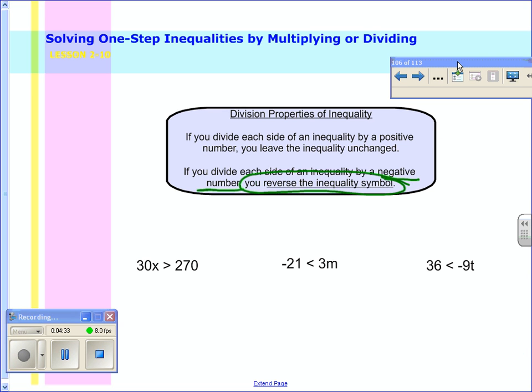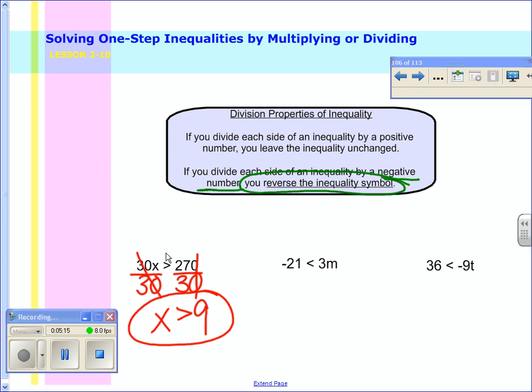So I have here 30 times x is greater than 270. Well, these are just like our warm-ups, except instead of an equal sign, they have this greater than sign. But you solve it the same way. I find my variable, and I look at the operation happening. I have 30 times x. To get rid of 30 times x, the opposite of multiplying is dividing. So I divide each side by 30, because if you do it to one side, you have to do it to the other. And I'm left with x is greater than 27 divided by 3, which is 9. So x is greater than 9. So go ahead and do B now, or the second one.